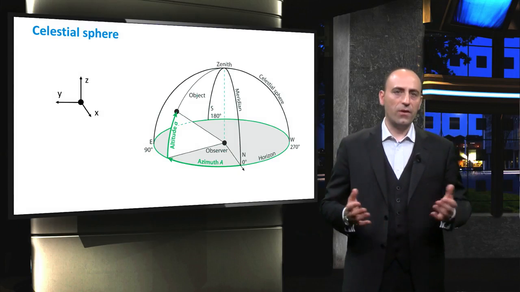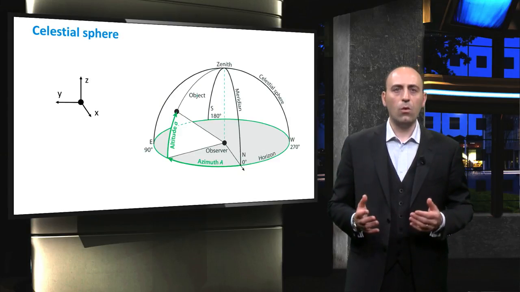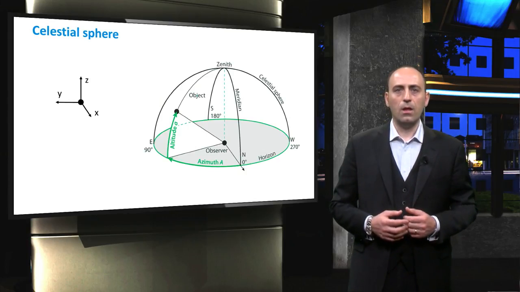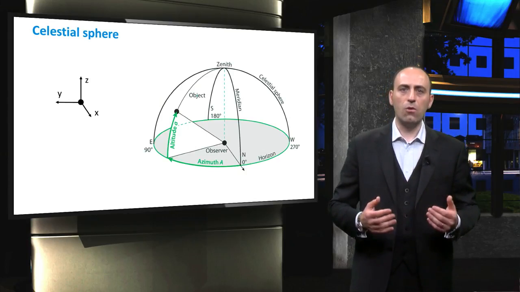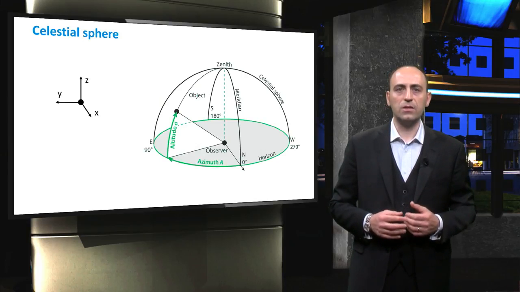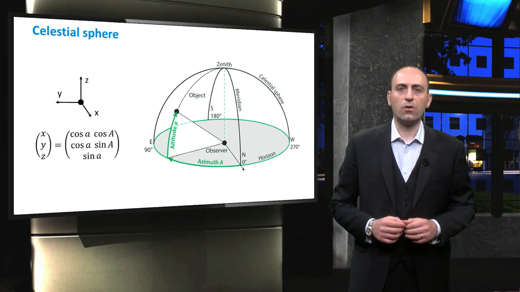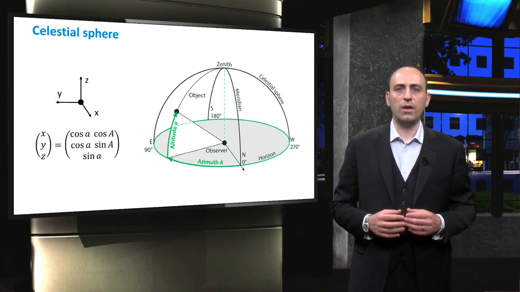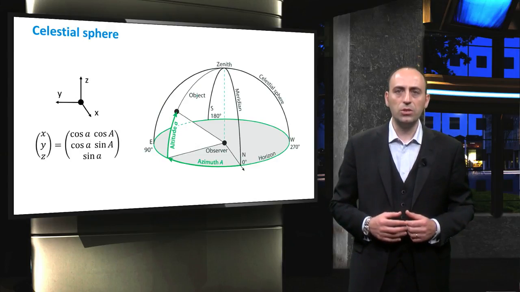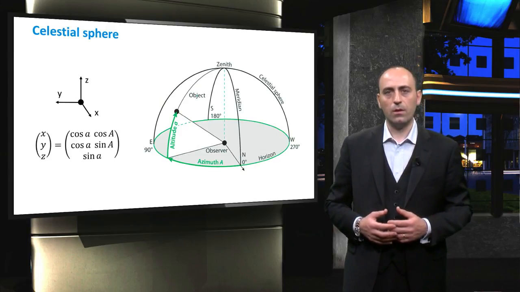Instead of using the spherical coordinates a small and A capital, we can also use Cartesian coordinates x, y, and z. The principal direction, which is the arrow pointing north, is parallel to x, while the z-axis is pointing towards the zenith. The Cartesian coordinates are connected to the spherical coordinates via this simple trigonometric relation that expresses the sun position with 3 coordinates instead of 2.